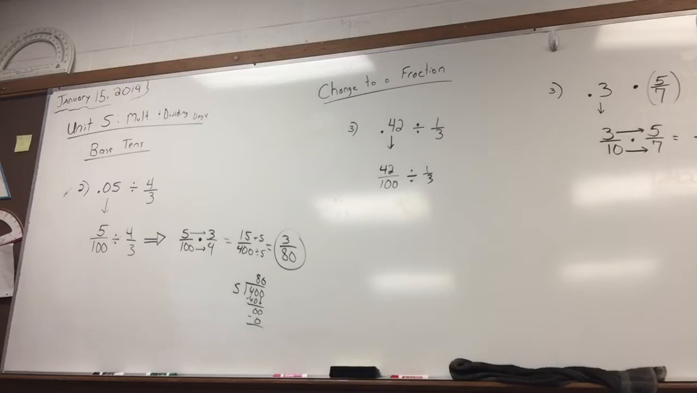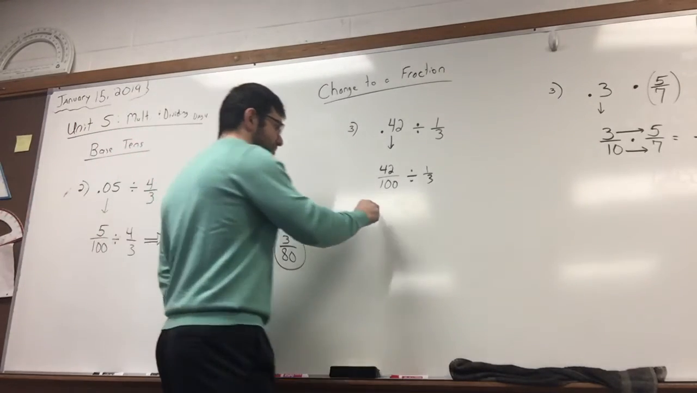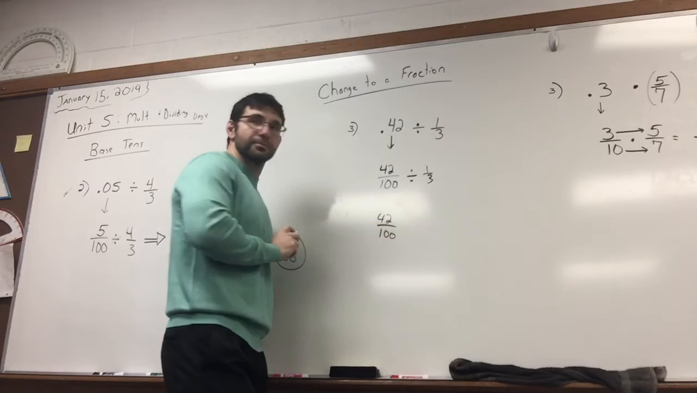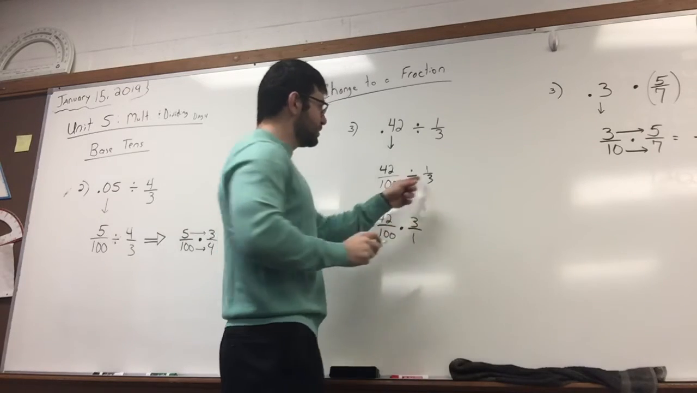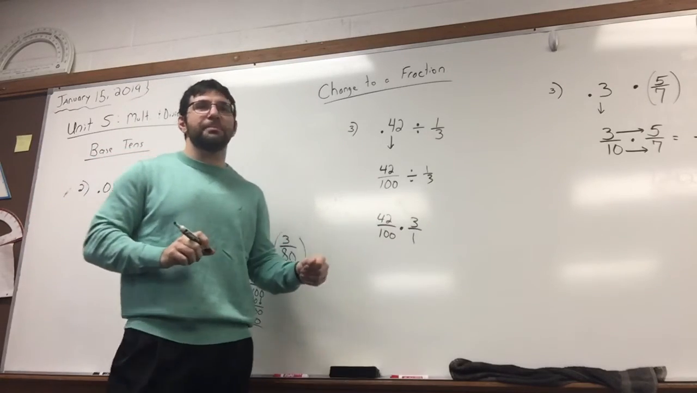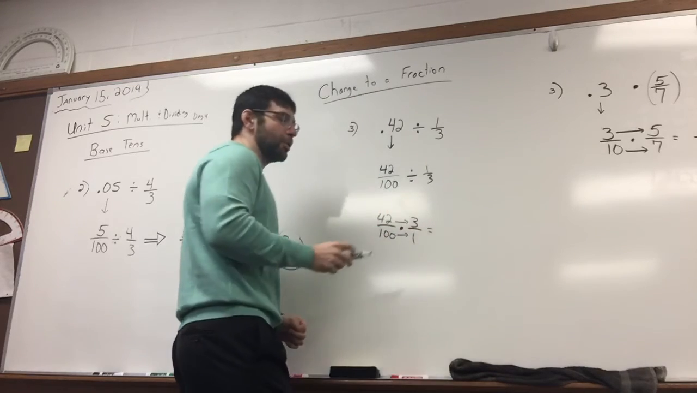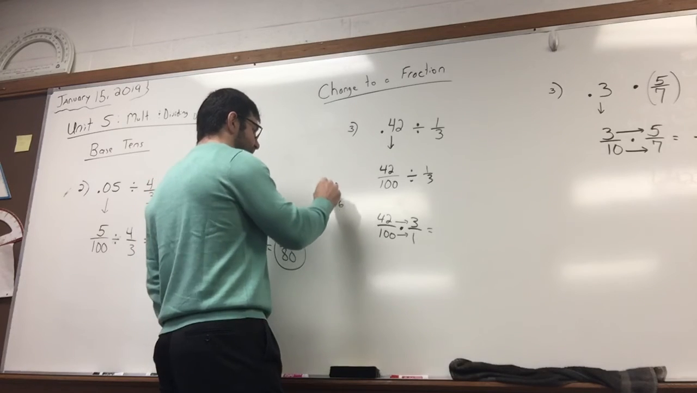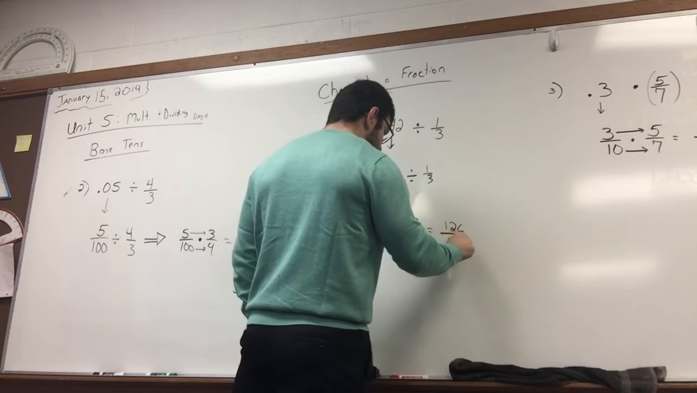May I leave it like this, Miss Cornwell? No, rewrite it for me. 42 over 100 multiplied by 3 over 1. Very good. What did you do to the 1/3? Make it a reciprocal. So now we may multiply across. Numerator multiplied by the numerator. I'll come off to the side so you can see how it's done. 6, 3 times 4 is 12, so that's 126 divided by 100.